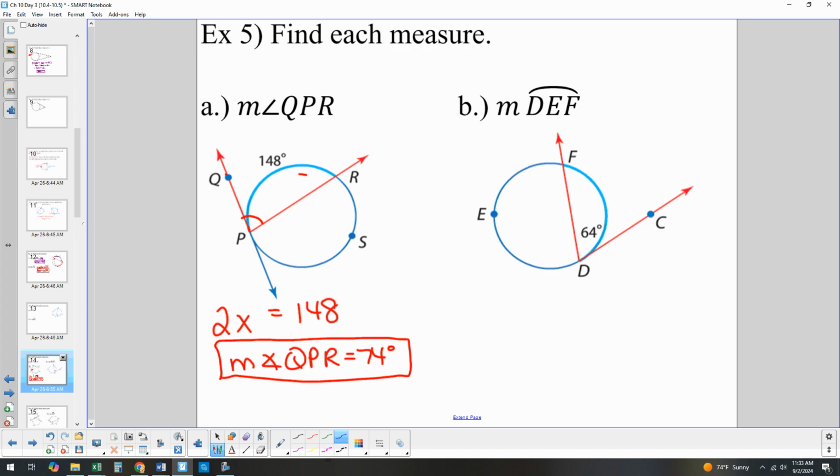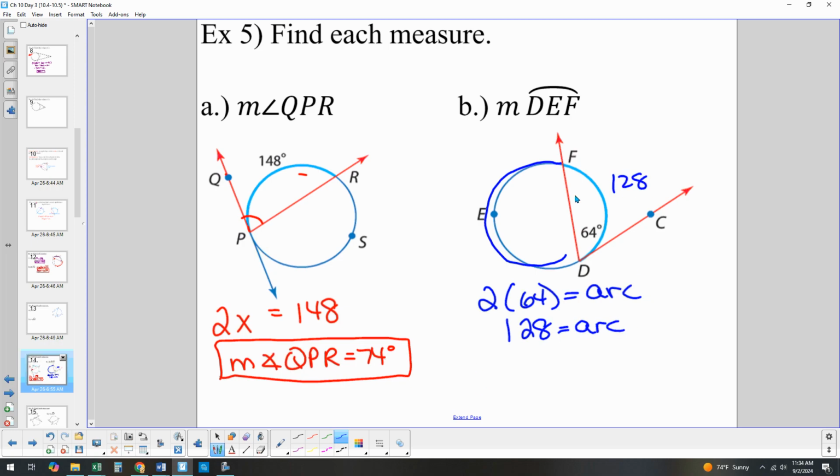And here we want arc DEF. So we want this arc on this side. 64 is angle CDF. So if I started by finding this arc by doing 2 times angle equals arc, so 128 equals arc. These two arcs add to 360. So if I do 360 minus 128, we get 232 for the measure of arc DEF.